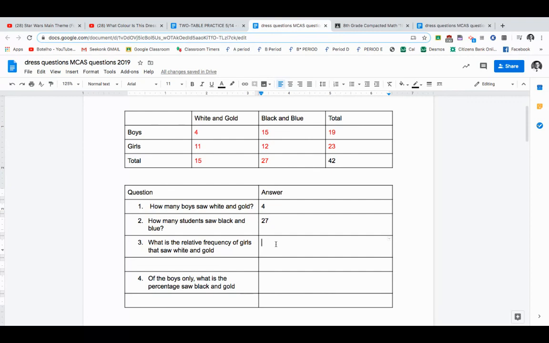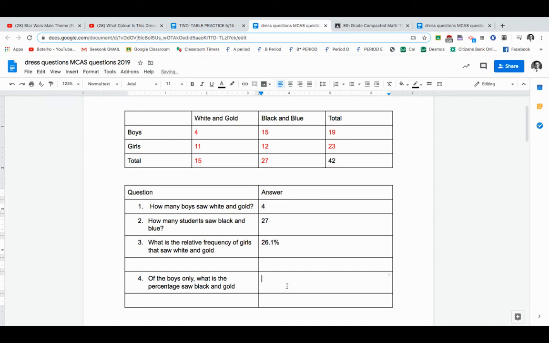Then was a relative frequency question. So relative frequency of girls that saw white and gold. So girls that saw white and gold was 12. And then, no, sorry, it was 11. So you do 11 divided by what number? 42. So that comes out to, if you did it right, 26.1%.